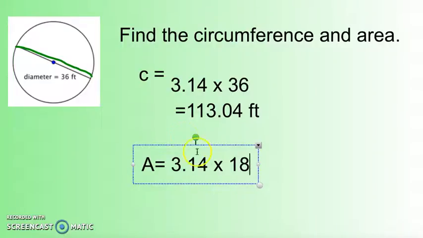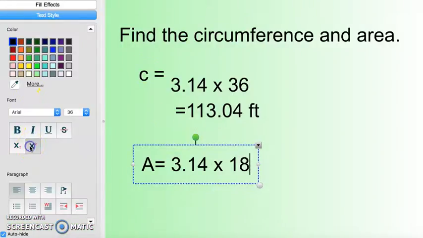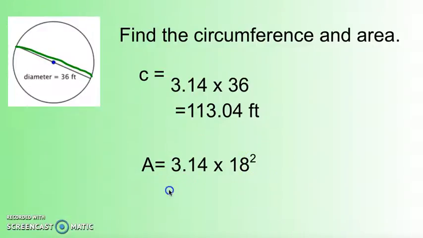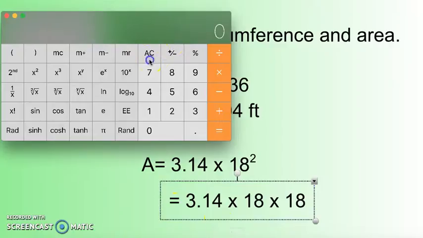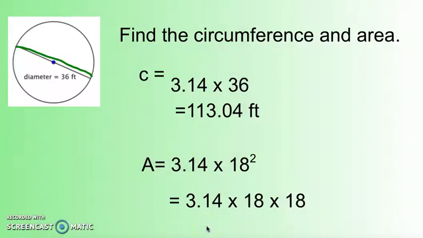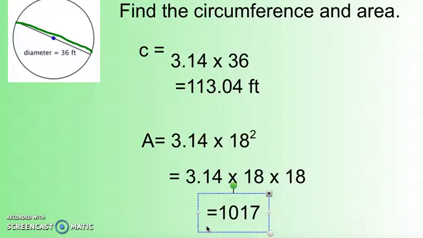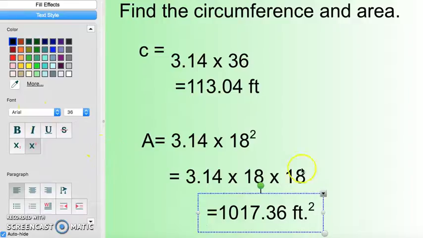18. Now, in order to do 18 squared, the way we're going to put it in our calculator is we're going to do 3.14 times 18 times 18. Because 18 squared would be 18 times itself twice. So we're going to do 3.14 times 18 times 18, and I get 1017.36. And how do you label anything that has to do with area? That one we're going to have to label with squared.